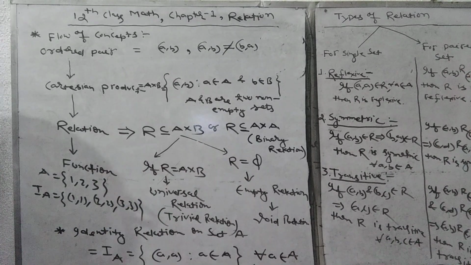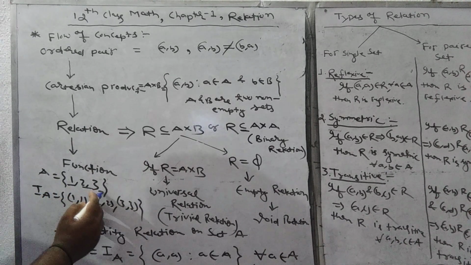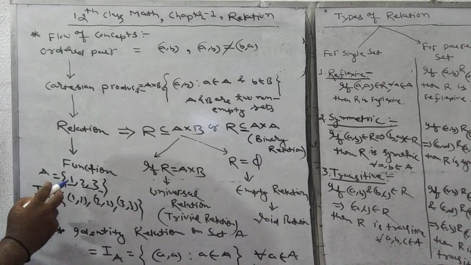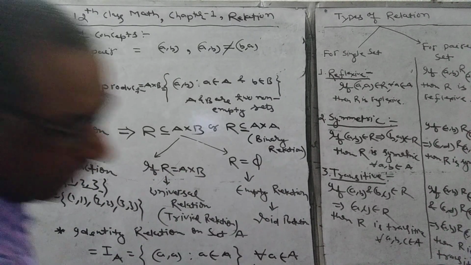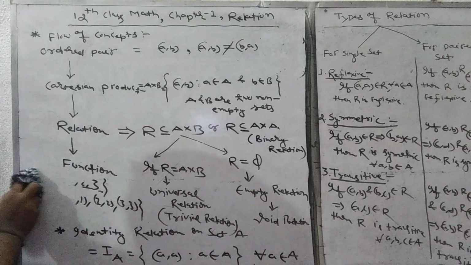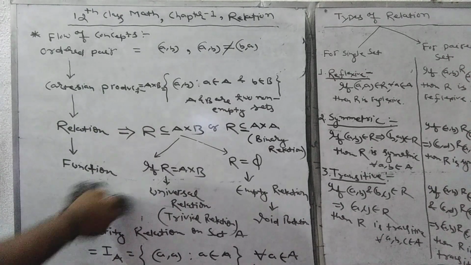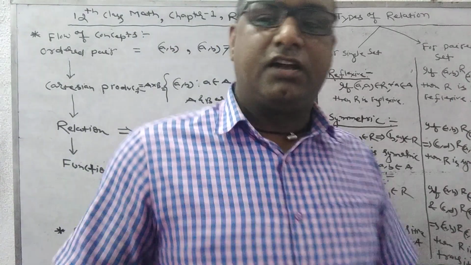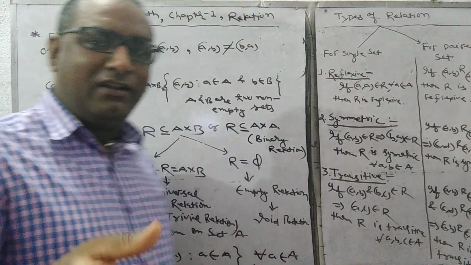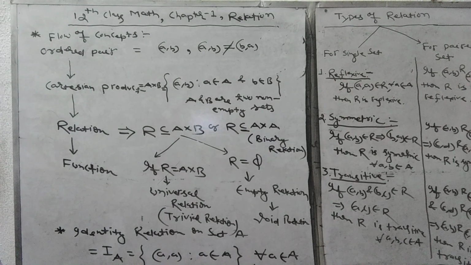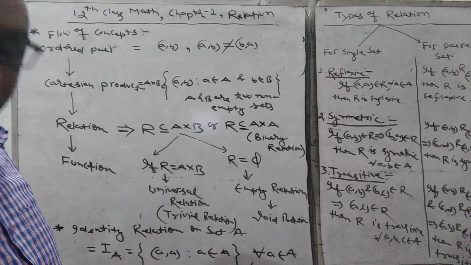Because it has three elements, all the three elements are related to themselves: (1,1), (2,2), (3,3). No other pair is going to be present in the identity relation. But in the reflexive relation, apart from the identity relation pairs, other pairs are also present. That is the difference between identity relation and reflexive relation. Okay. Now come to this side.